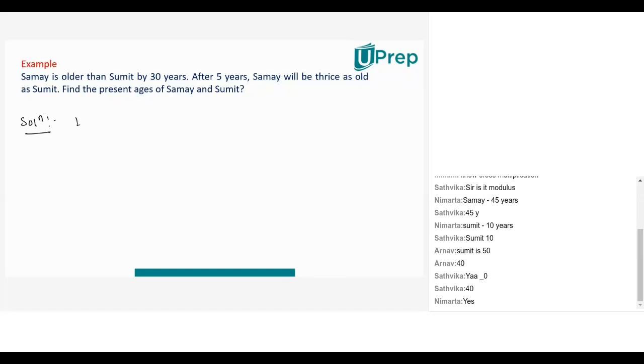How will you solve this? How will you represent this in linear equations in two variables? Let's understand that. Let the present age of Samay be x and let the present age of Samit be y. Let us assume the present age of Samay be x and the present age of Samit be y.